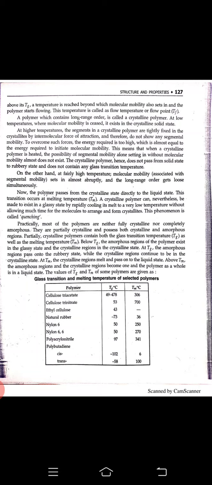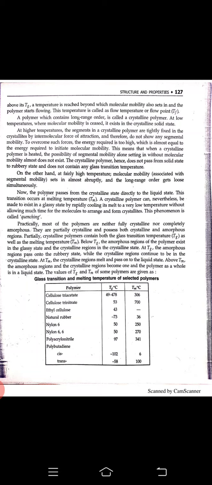This means that when a crystalline polymer is heated, the possibility of segmental mobility without molecular mobility does not exist. The crystalline polymer hence does not pass from the solid state to the rubbery state and does not have any glass transition temperature. On the other hand, at fairly high temperature, molecular mobility sets in almost abruptly and the long range order gets lost simultaneously. Now the polymer passes from the crystalline state directly to the liquid state. This transition occurs at the melting point Tm.